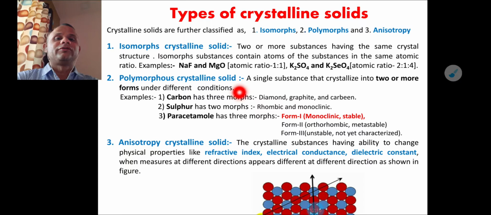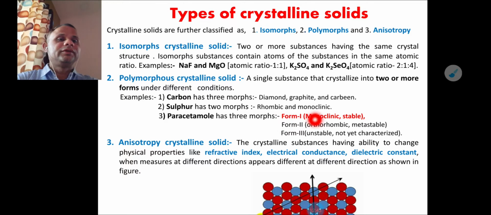For example, carbon has two morphs, diamond and graphite, and carbene, three morphs. Sulfur has two morphs, rhombic sulfur and monoclinic sulfur. That means the compound is the same, but the morphology or geometry is two or more. The third example is paracetamol, a pharmaceutical compound, an API, active pharmaceutical ingredient, which has three morphs.